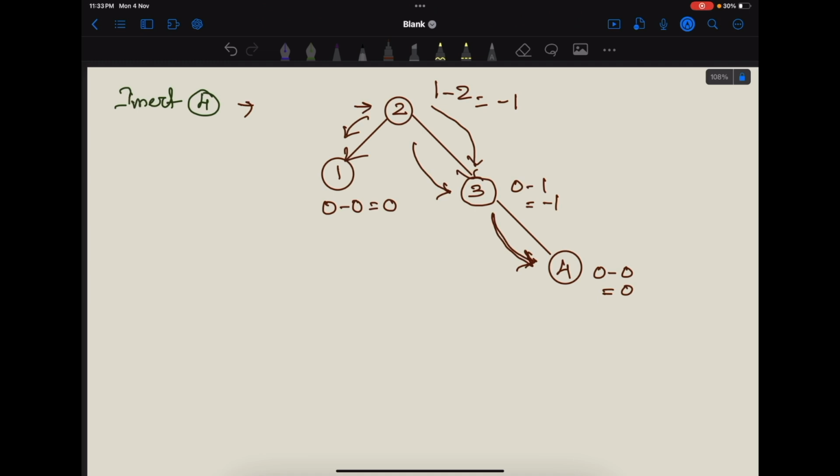So that means the right hand side is one level higher than the left hand side. As of now the tree is balanced. And now I am going to insert number 5.